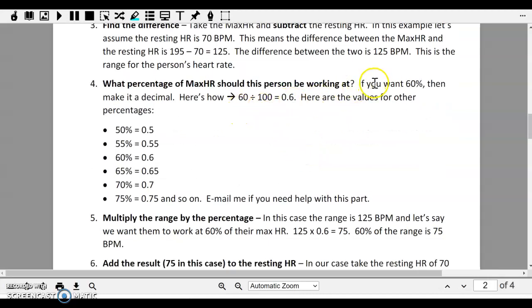Mr. Trush wants to take 60%. Well, 60 out of 100 is 60%. It works out to decimal 0.6. Okay, here's some values for other percentages that I've given you. 50% is 0.5, 55% is 0.55, and so on.